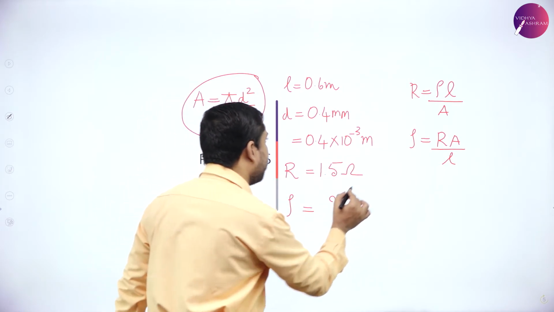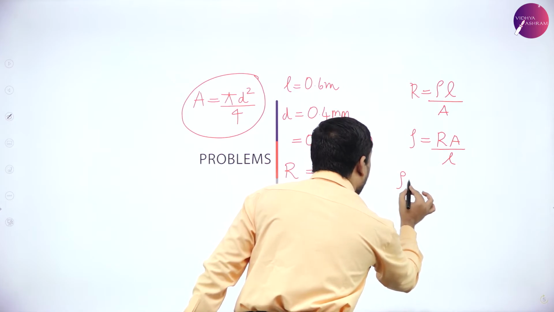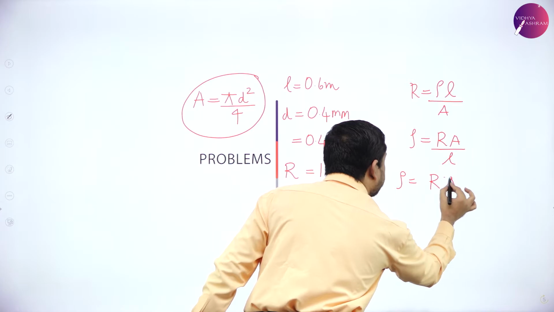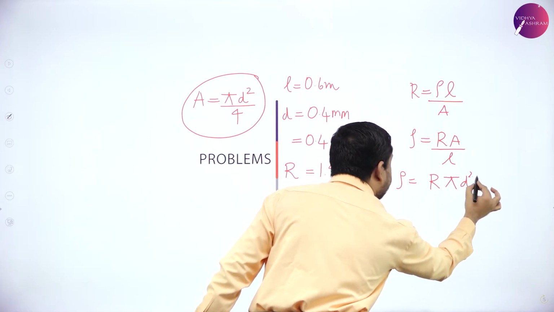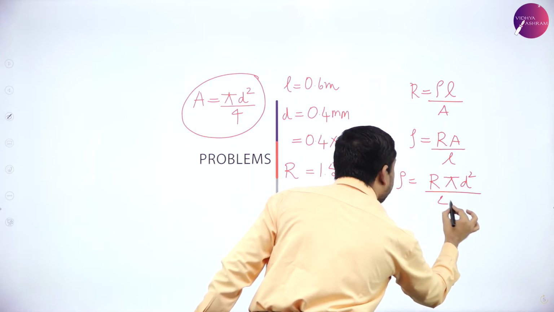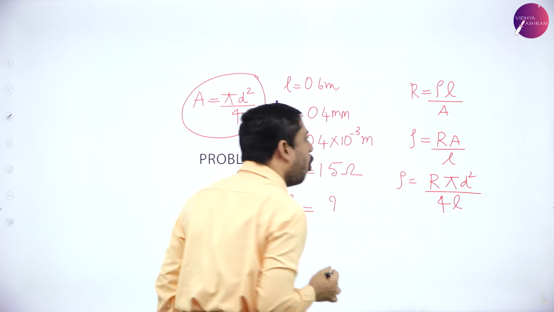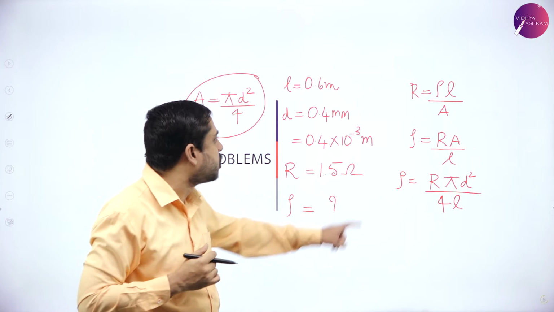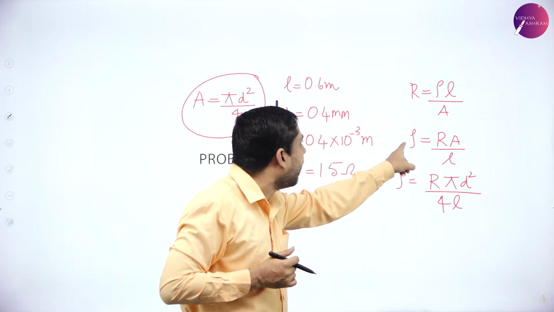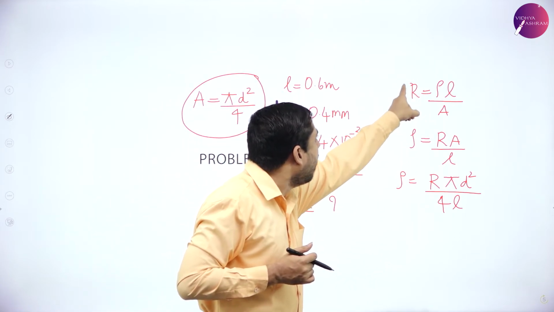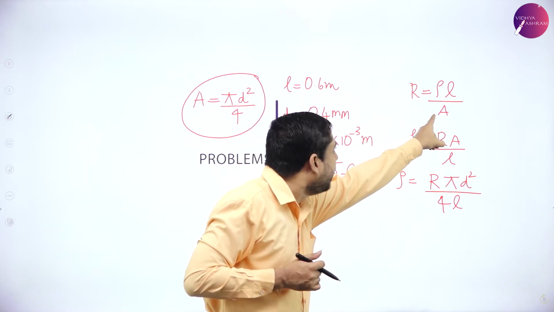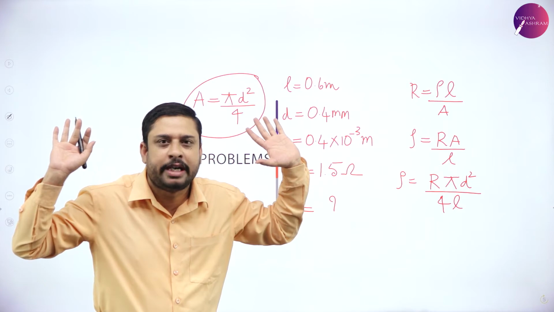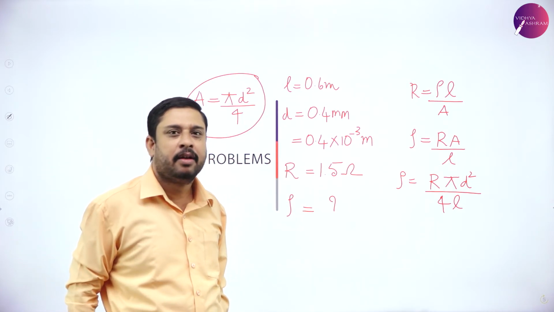So substituting here, rho is r, so this is pi d square divided by 4L. I have just rearranged the expression. We need rho. So what is rho? R into A divided by L. Manipulate it so that we get rho.